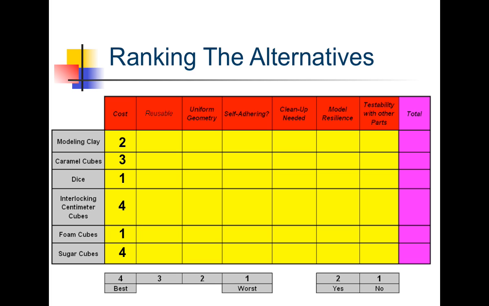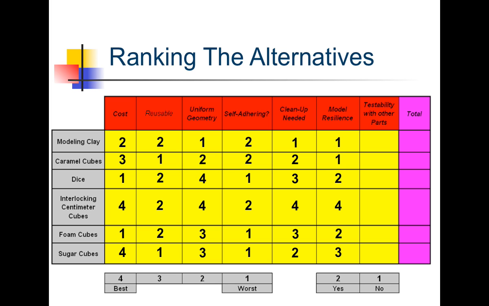So in modeling clay, we see that the cost here is a 2, caramel cubes are 3, dice 1, interlocking centimeter cubes is 4, foam cubes 1, and sugar cubes 4. And that is based solely on cost. Going to do the same thing for each of these other categories. You and your partner would be working on this. Again, working together as teams to decide how you would measure or rate each one of these. And then at the end, you total.